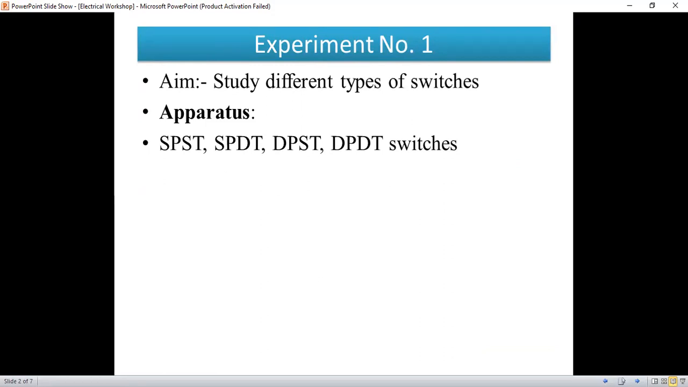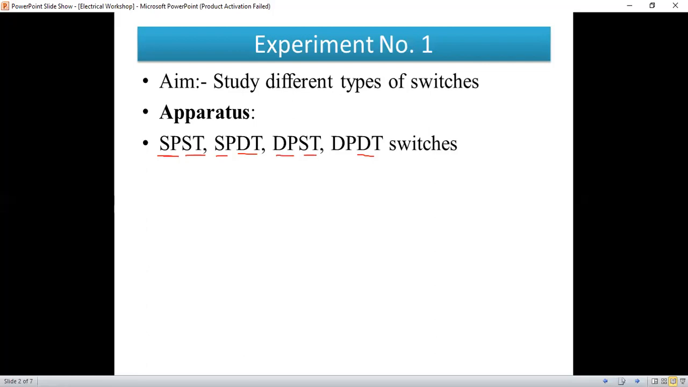See here, in two switches SP is given, and in two switches DP is given. Then in two switches ST is given, and in two switches DT is given. Here it is ST and here it is DT. Okay, what is meant by SP? SP refers to a single pole, and DP refers to a double pole.